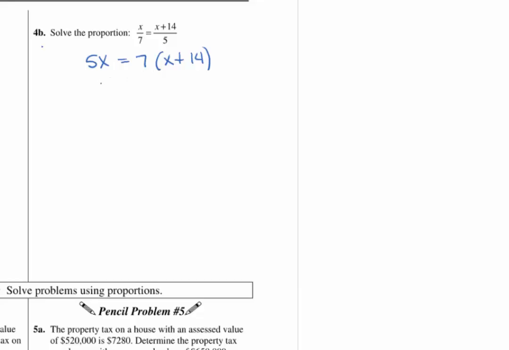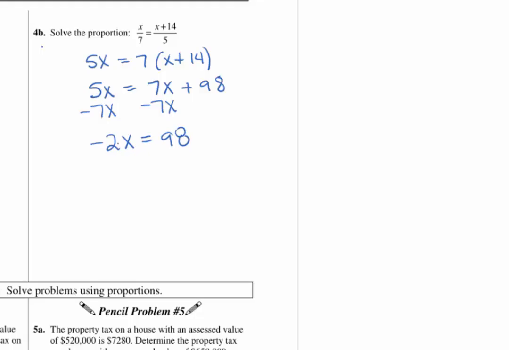So let's distribute the 7. 7 times x is 7x. 7 times 14 is 98. We'll get the x's on one side of the equation, so I'll subtract 7x from both sides. 5x minus 7x would be negative 2x, equals 98.